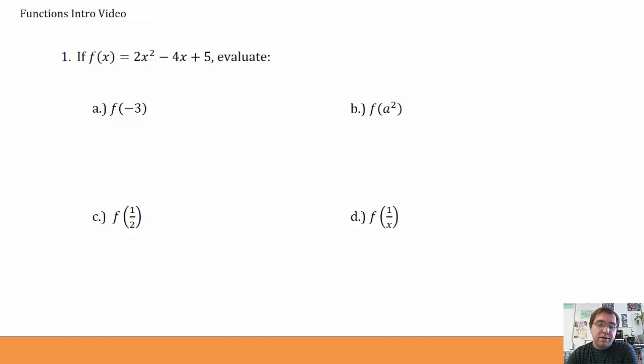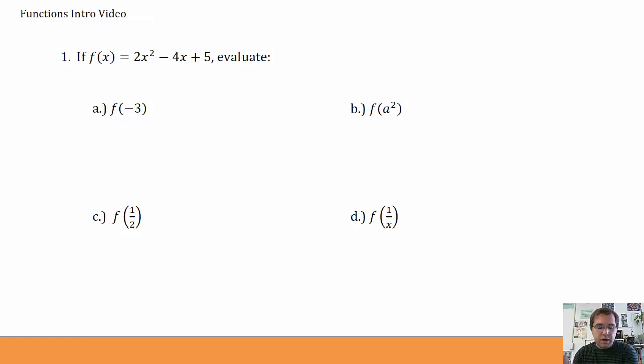This video introduces functions. A function is just a special relationship between two variables, usually ones we call x and y, a relationship in which every x value has exactly one y value. In other words, if I put in a number for x, I'm only going to get out a single value for y. I'm not going to get out two different values for y. If I put in a number for x, there's only one answer.